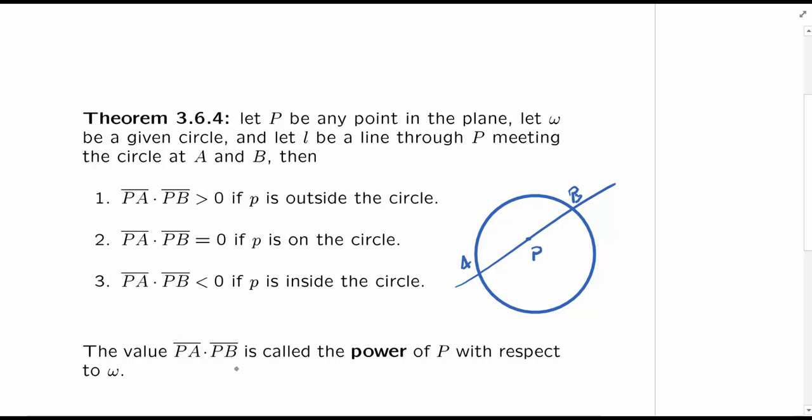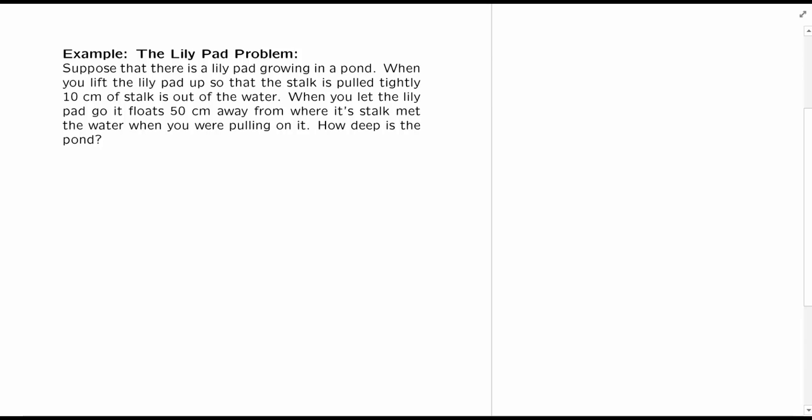So it's actually this product with the bars over it that we call the power of P with respect to the circle. Here we have a cute application of the power of the point. Suppose that there's a lily pad growing in a pond, and when you lift the lily pad up so that the stalk is pulled tightly, there are 10 centimeters of stalk showing out of the water. Then when you let the lily pad go, it floats 50 centimeters away from where its stalk met the water when you were pulling on it. And the question is, how deep is the pond?